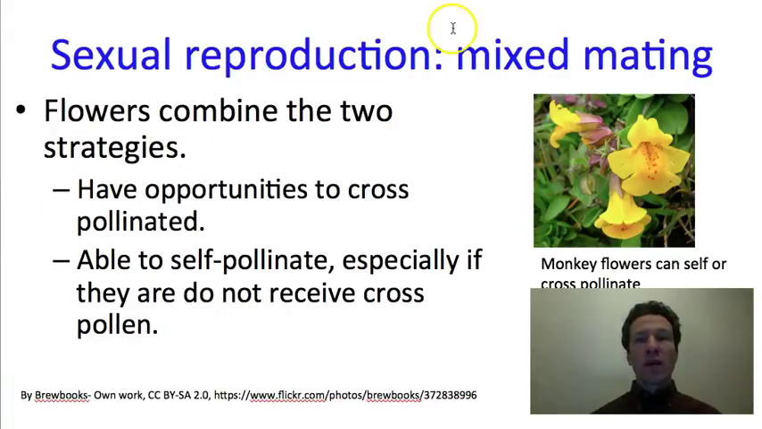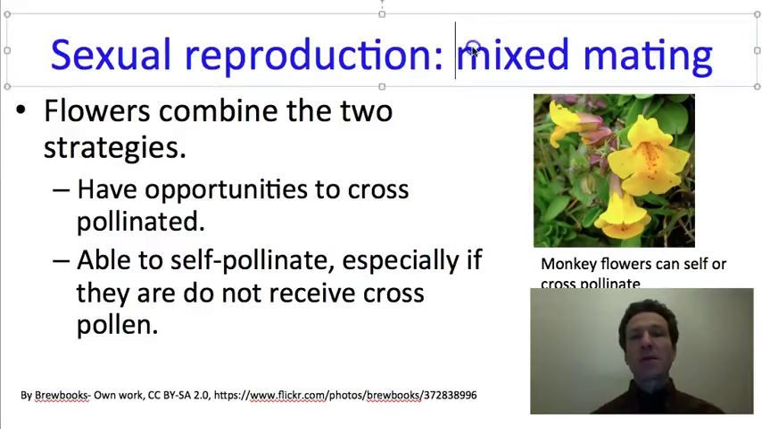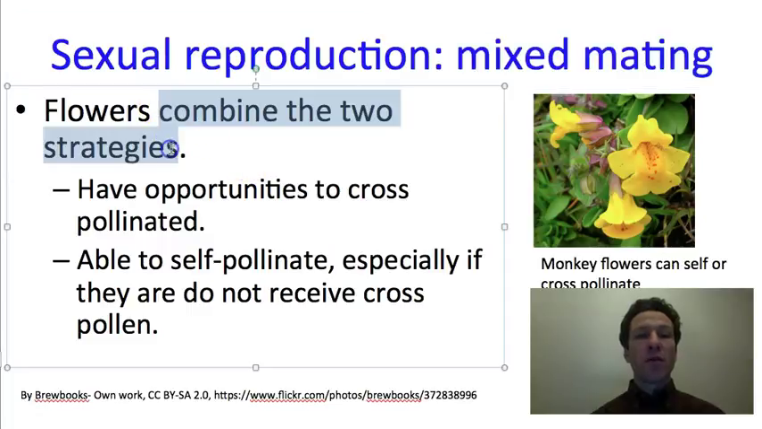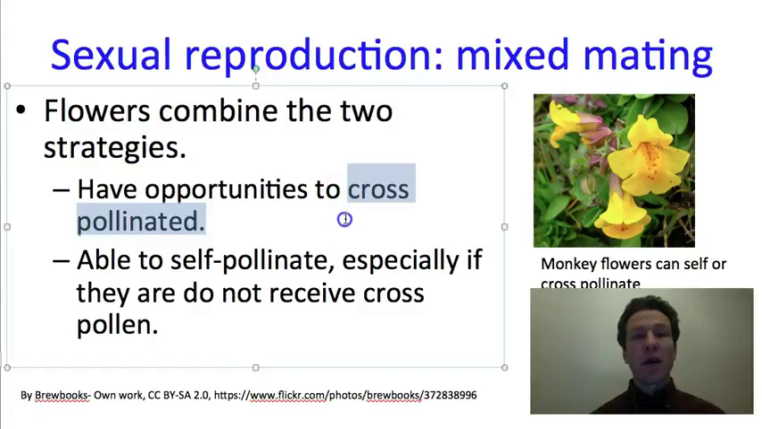What can plants do about this? Well, some plants do one, some plants do the other, and some plants do mixed mating, which refers to a combination of the two strategies, meaning cross-pollination and self-pollination. And so these plants have opportunities to cross-pollinate, especially if they get pollinator visits. For example, this monkey flower over here has an opening where pollinators can visit. It makes nectar, which is a reward for the pollinators.